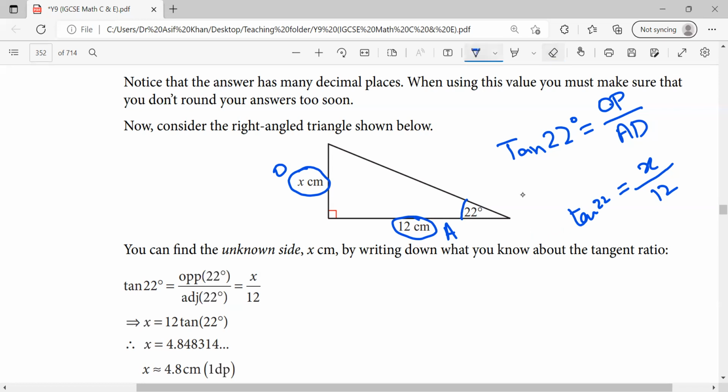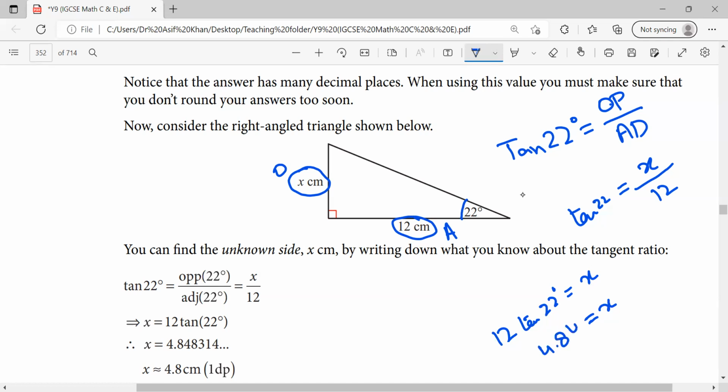Yes, sir. So in the next step, I will write 12 times tangent 22 degrees is equal to x. Now tell me the complete answer. 12 multiplied by tangent of 22 will be what? Use your calculator. Sir, 4.84.